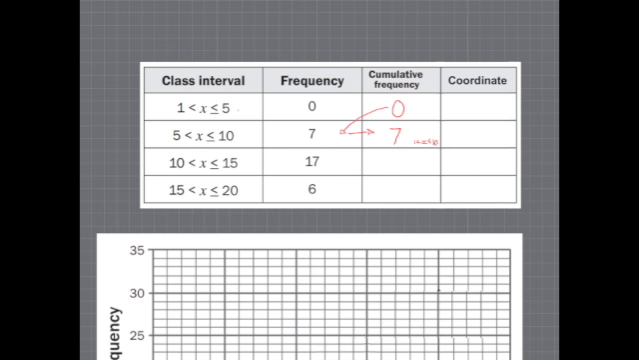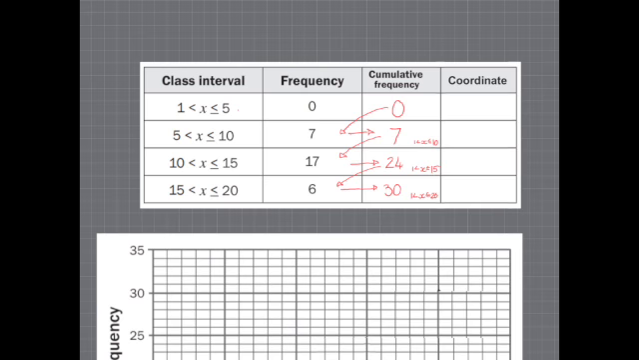Now, in order to find the next one, we're going to do 7 plus 17, which of course gives us 24. And that 24 tells us that we have 24 people who got between 1 and 15 marks. And then, of course, the last one we're going to accumulate, in other words, add together, is going to be plus 6. And this tells us that there are 30 people who got between 1 and 20 marks.